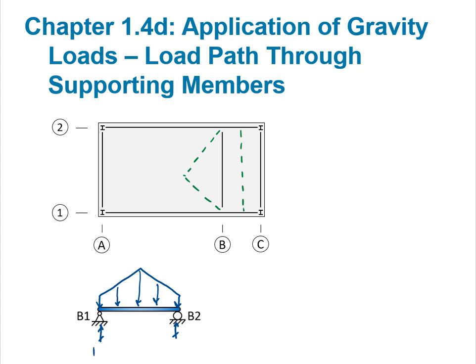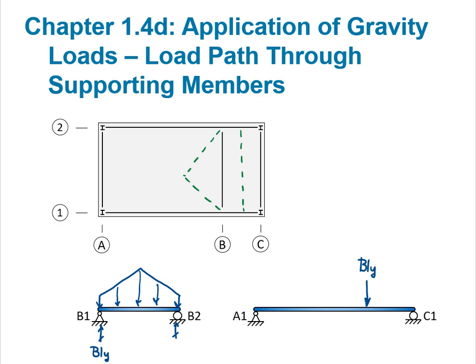Newton's third law tells us that if the girders push up on the ends of the beam, then the ends of the beam push down on the girders. That means the load from beam B1, B2 becomes point forces on the two girders.